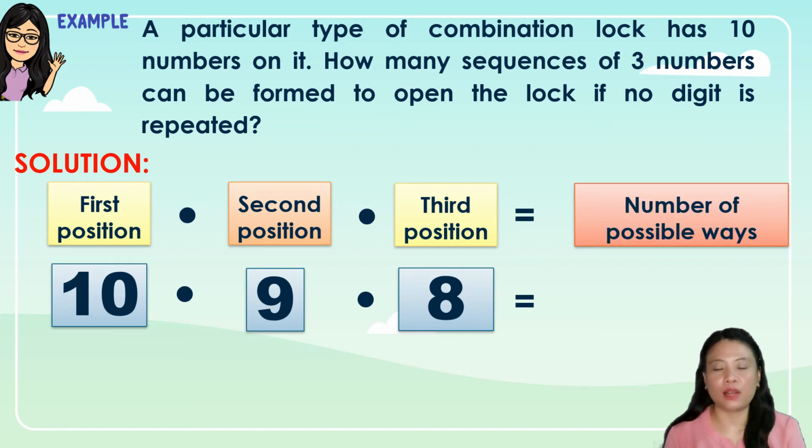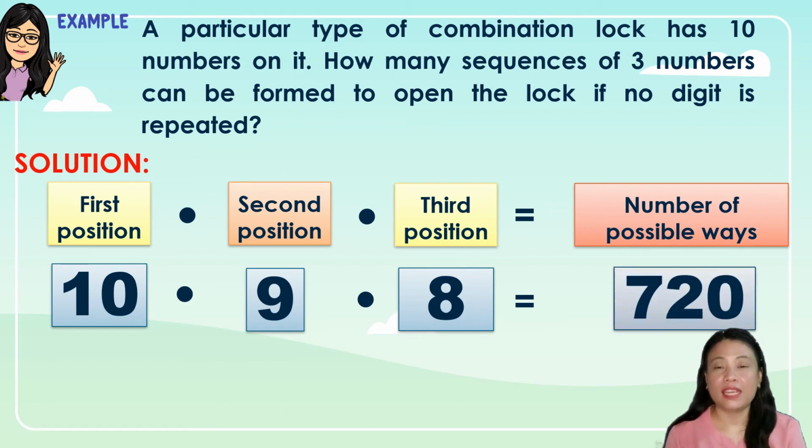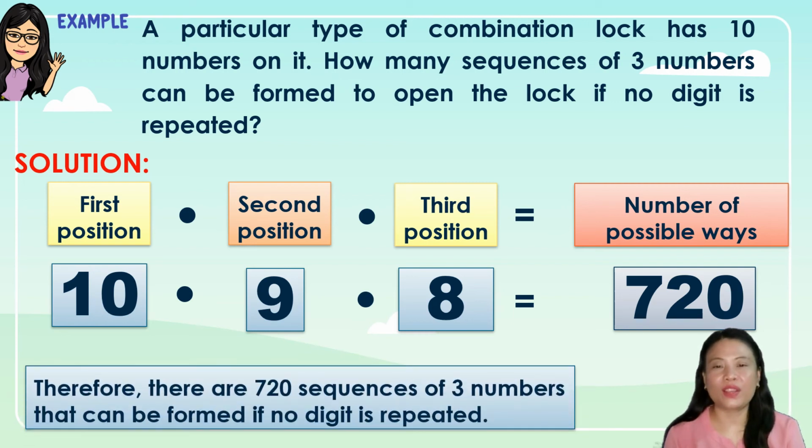Using the fundamental counting principle, the total number of sequences is 10 times 9 times 8. Can you compute the product? Is your answer 720? If so, you're correct. Therefore, there are 720 sequences of 3 numbers that can be formed if no digit is repeated.